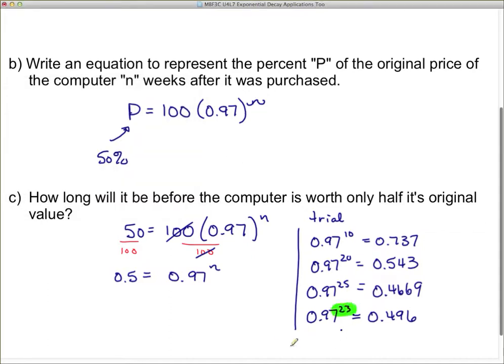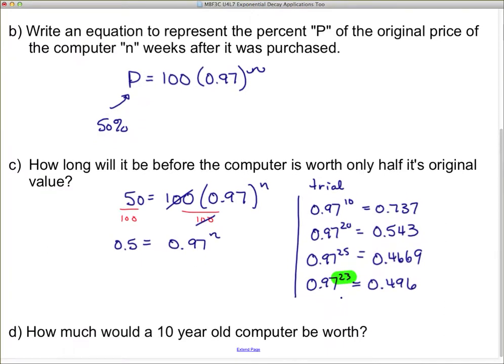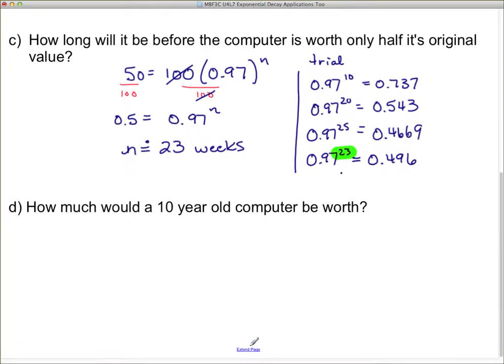We're going to say at 23 weeks. So there's the answer to our question. N is about 23 weeks. So after 23 weeks, it will only be worth half its original price. And that's about 2 years, a little less than 2 years.